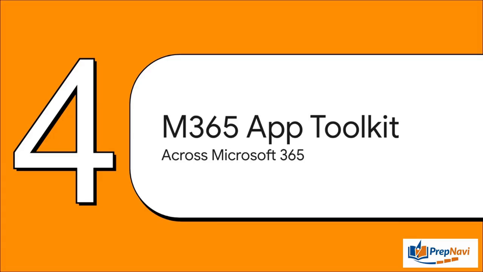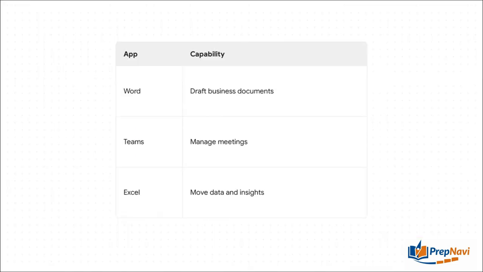Which brings us to Section 4, Copilot across Microsoft 365. Basically, your app toolkit. So where does all this happen? Copilot is definitely not one static tool. It's honestly more of a chameleon. If you're in Word, Copilot's capability is finely tuned for drafting business documents from a prompt or generating a nice management summary from an existing file.